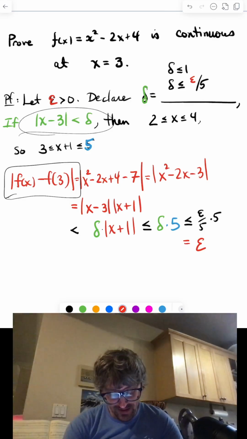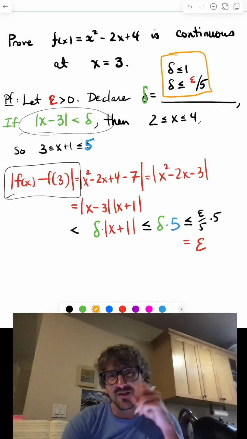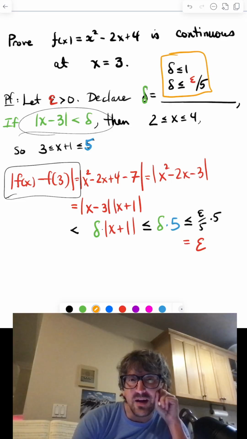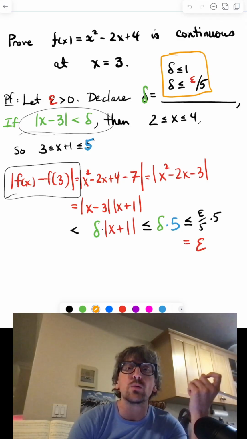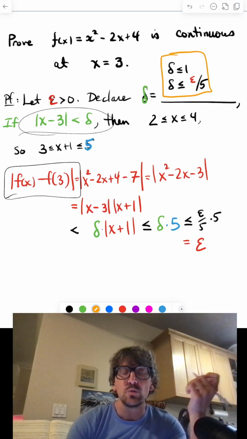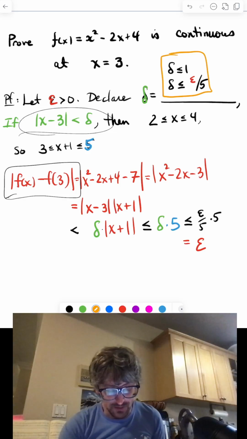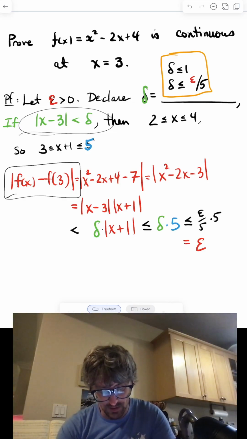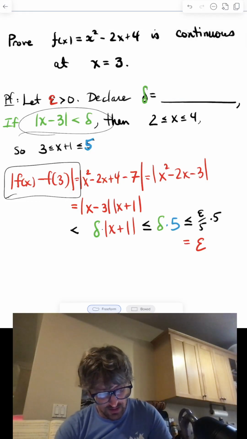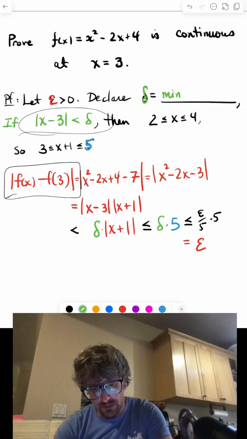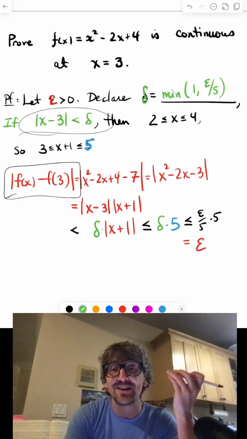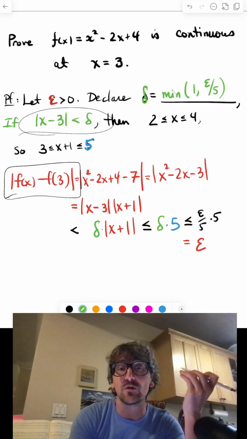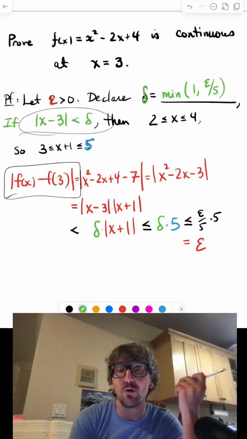All we have to do now is tidy this thing up here. So how do I guarantee that delta is less than or equal to 1 and also less than or equal to epsilon over 5? Well, the easiest way to do that is just to take the minimum of those two numbers. And so I'm going to replace this orange box, and I'm going to write delta to be the minimum of 1 and epsilon over 5. So now delta is the smaller of those two numbers, so it's going to be less than or equal to 1, and it's going to be less than or equal to epsilon over 5. And now our whole proof will work.